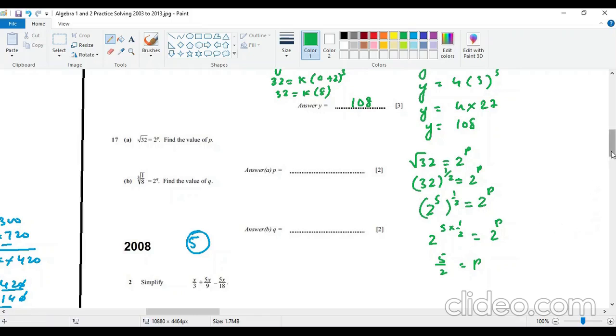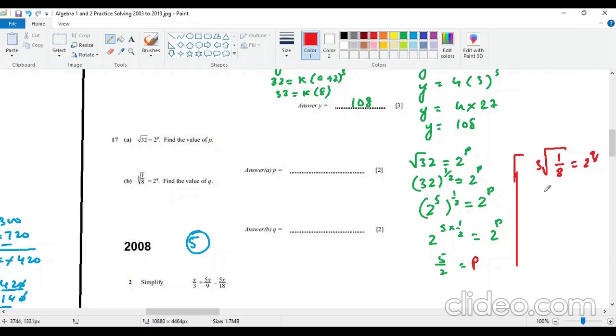Next part of the question is about, I will bring this up a little. Better I solve side by side. So p now. In here it says square root of 1 over 8 equals 2 to the power q, something like this.